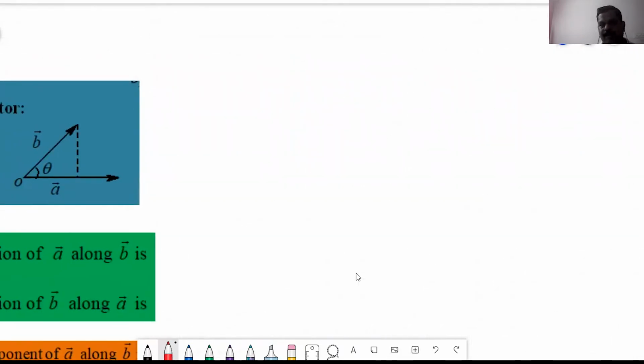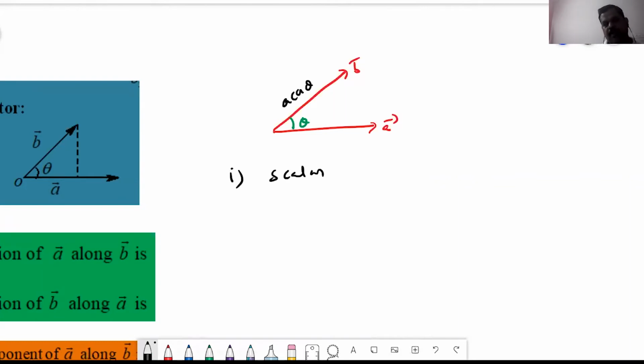So let me draw the diagram again. This is A bar and there is a vector B bar and the angle between them is theta. Now what is the component of A bar along B bar? That means the horizontal component is A cos theta. So this is nothing but the projection or the scalar component. So the first one is the scalar component of A bar along B bar. I want to find out the A cos theta value.